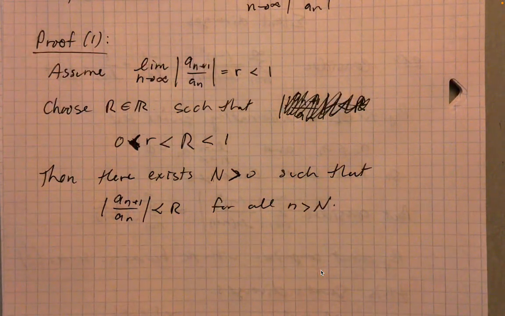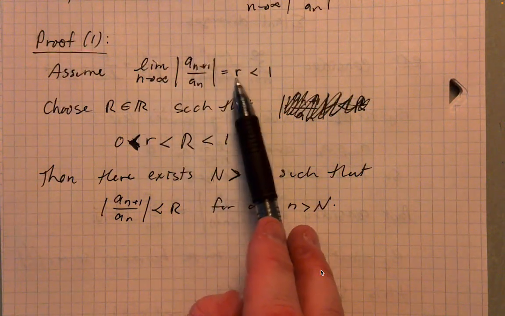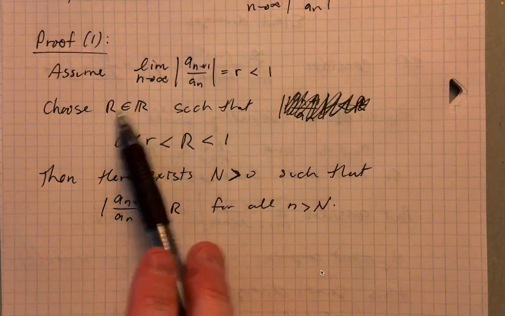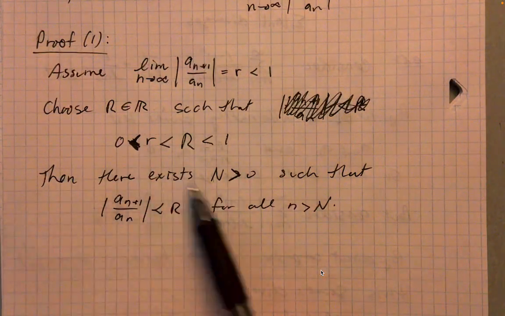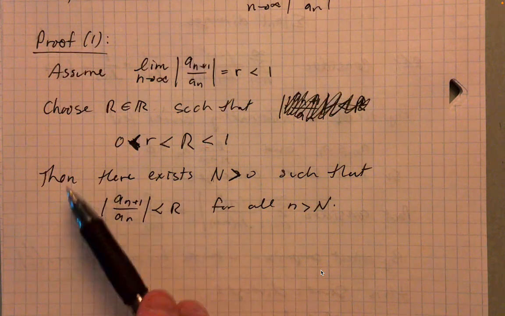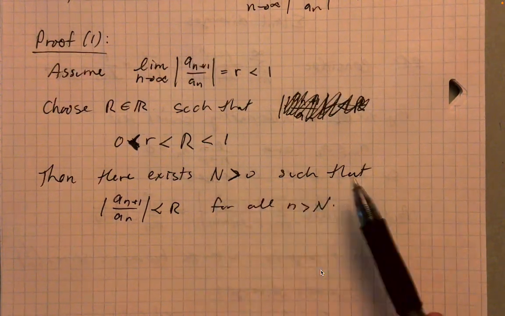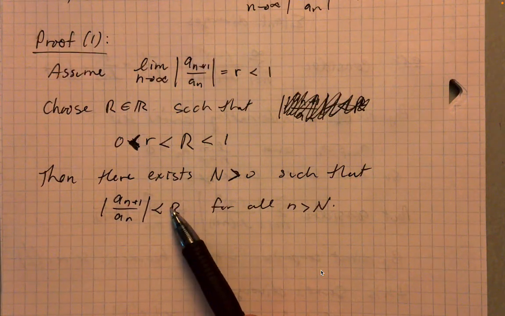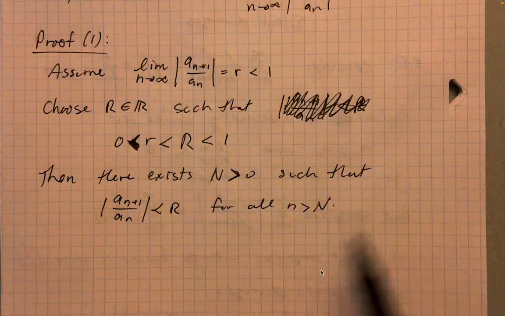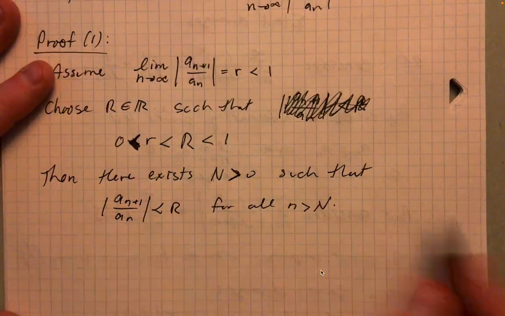Okay. So basically what we're saying is, we know that the limit of this is equal to some little r, which is less than 1. We're going to choose a big R between those two numbers, right? And we know that it's possible to find a natural number or positive integer such that the ratio is less than r for all n that are larger than this big N. Okay, then we have the following.